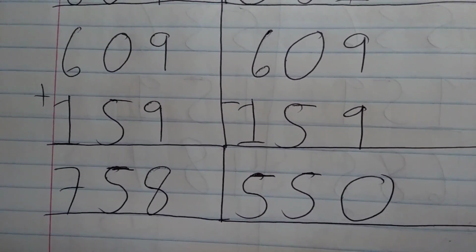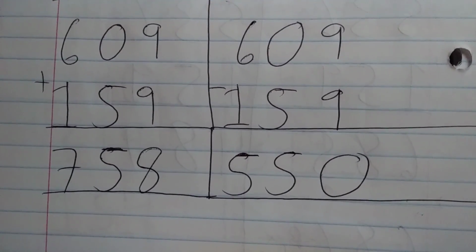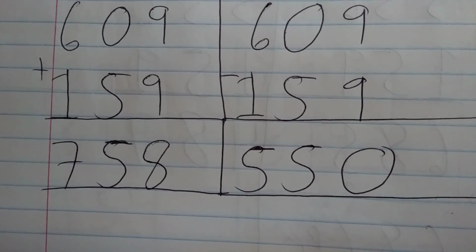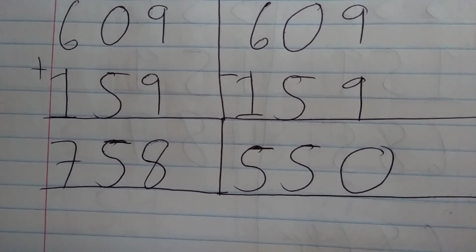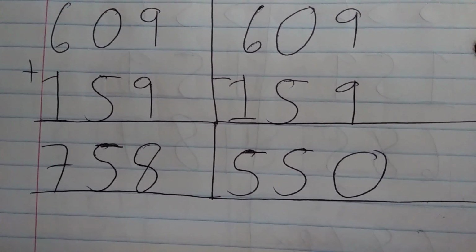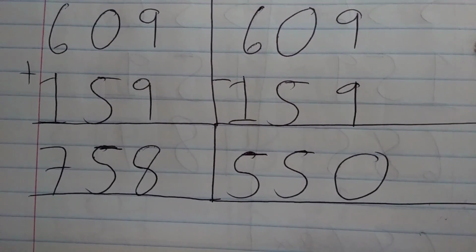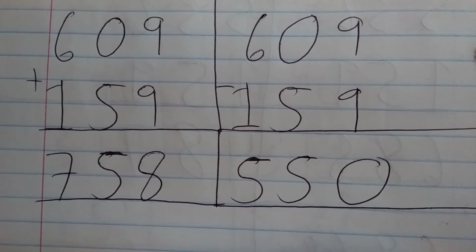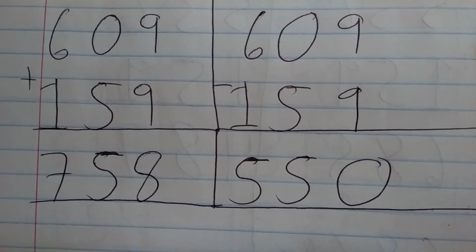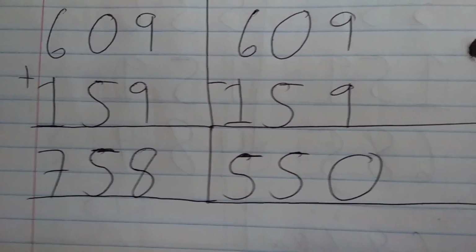You're going to also take that 609, which you got from up here. 609 plus 159, so 6 plus 1 is 7, 0 plus 5 is 5, and then 9 plus 9 is 18. Keep the 8. And then 609 minus 159, so 6 minus 1 is 5, 10 minus 5 is 5, and then 9 minus 9 is 0. So 758 and 550 did not hit in the next 7 days.